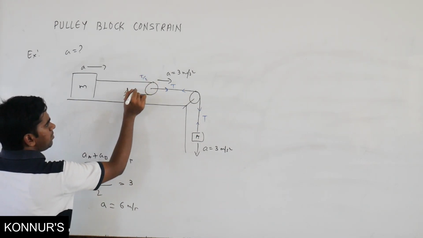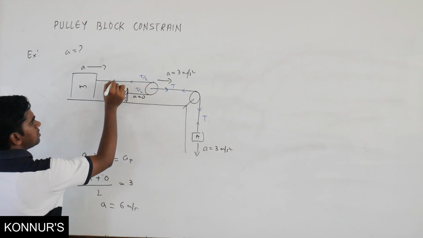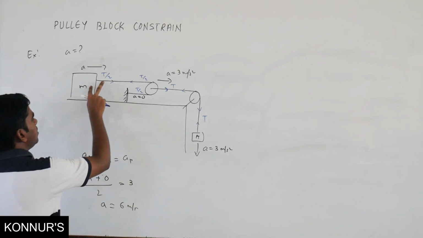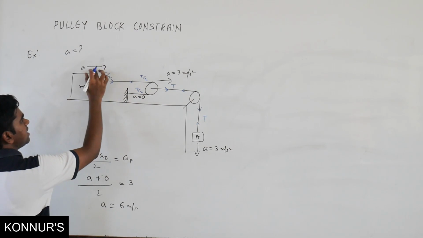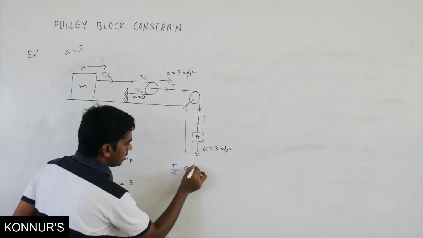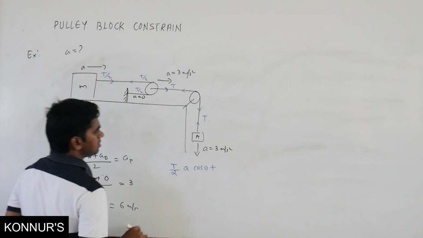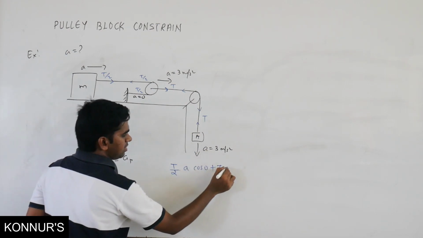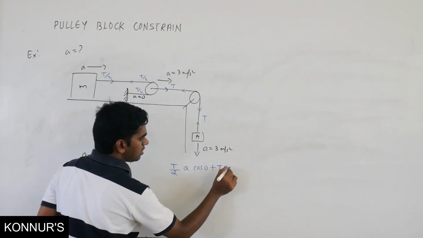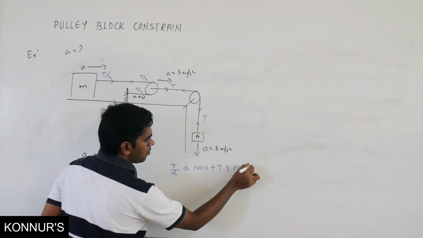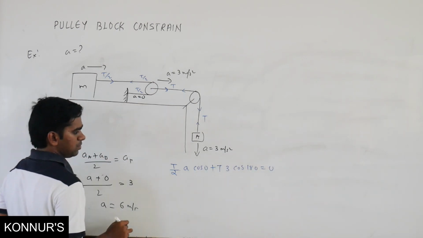Can I write T by 2 in this direction? So here also it will become T by 2. Now apply your tension method. Tension is also in this direction, A is also in this direction. Can I write T by 2 A cos 0 plus, here tension is in upward direction, acceleration is in downward direction. So we will get cos 180.